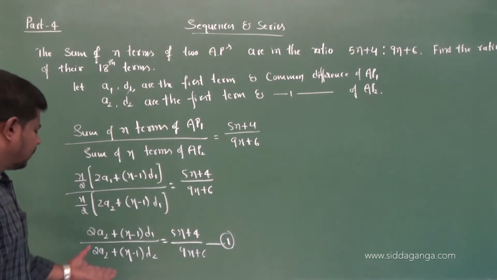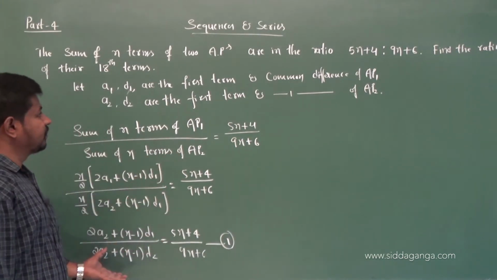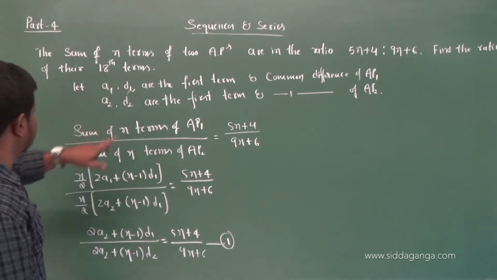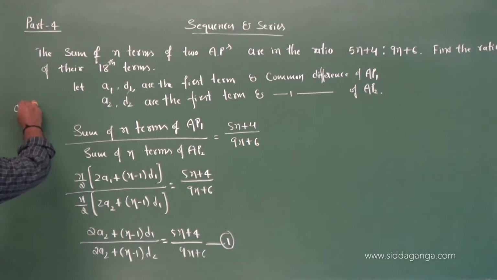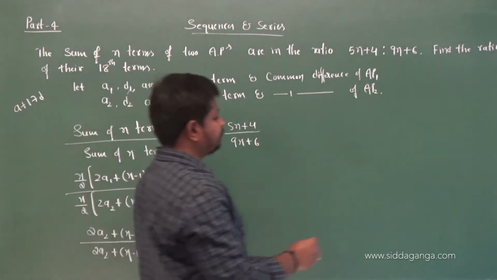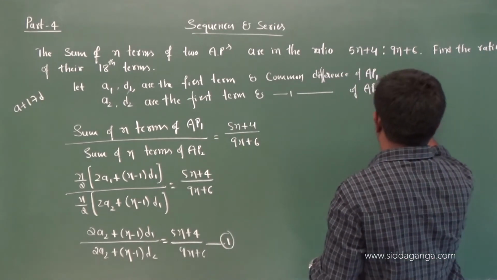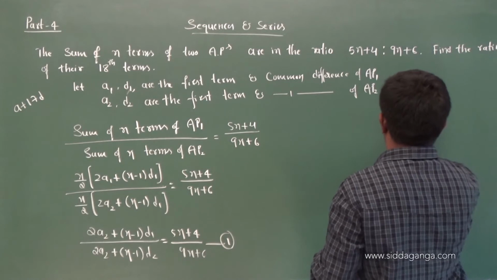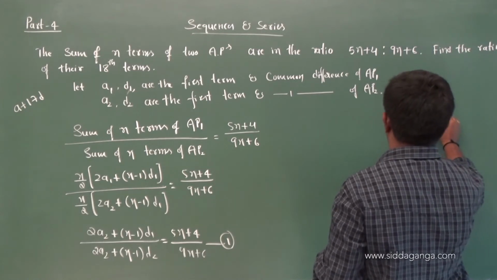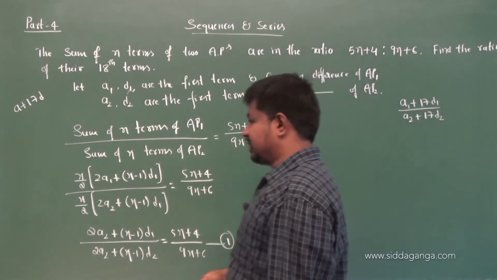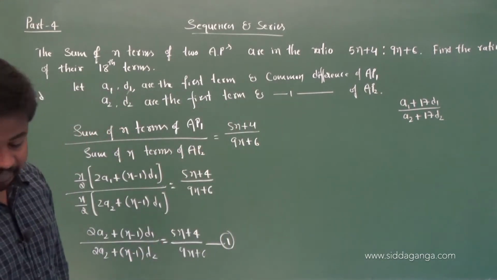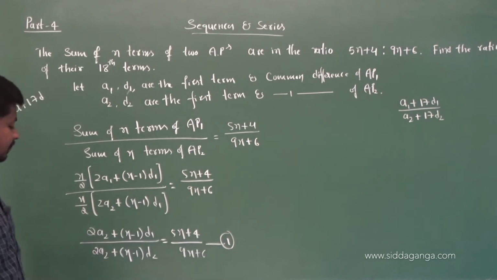Now let me convert this ratio into the ratio of 18th terms. The 18th term means a plus 17d, right? So what we have to find now is a1 plus 17d1 divided by a2 plus 17d2. This is to be found now. Using the same relation, let me find the same thing, that is a1 plus 17d1 divided by a2 plus 17d2.